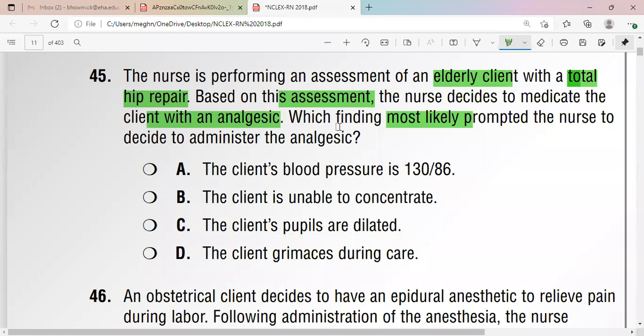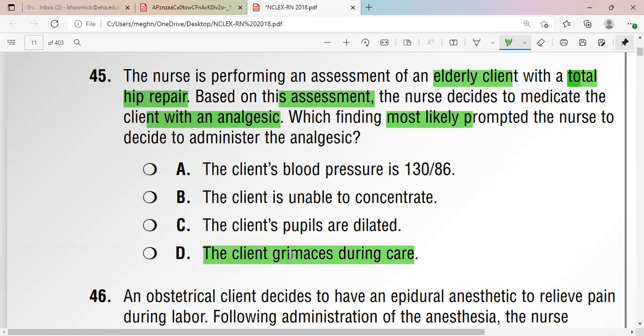So out of 4, which is the answer? Number A, the client blood pressure 130/86. Number B, the client is unable to concentrate. Number C, the client pupils are dilated. And number D, the client grimaces during the care. Which finding is most likely to make the nurse decide to administer an analgesic? Out of 4, D is my answer.